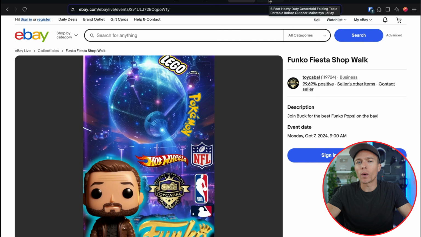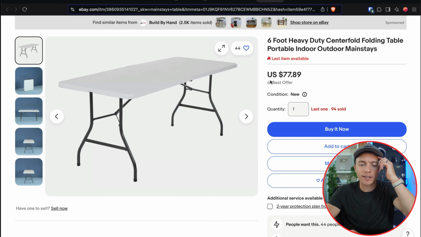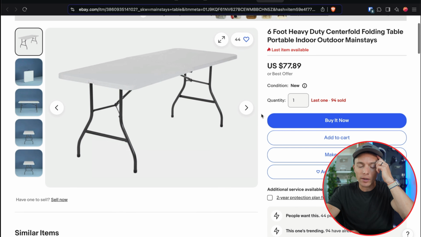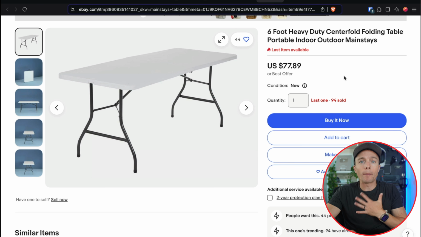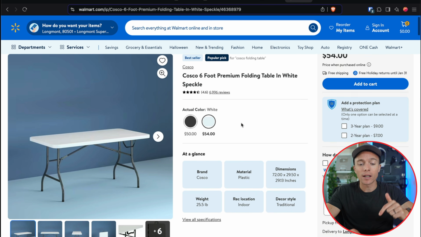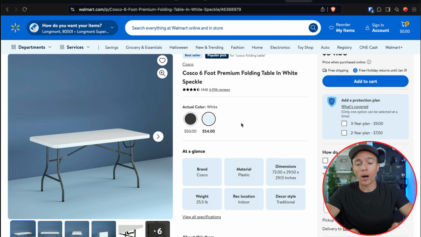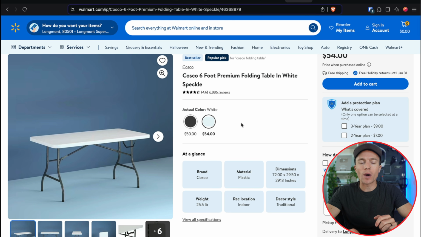If you're not familiar with how that works exactly, let me show you an example here. This is a seller here on eBay, and they're selling this table right here. It's one of these plastic folding tables. You can see it's selling for $77.89, and it's sold 94 times. Now, if I were to buy this product from this eBay seller, all they're going to do is purchase the exact same product for less money from Walmart.com and have it shipped directly to me. That is how eBay dropshipping works.